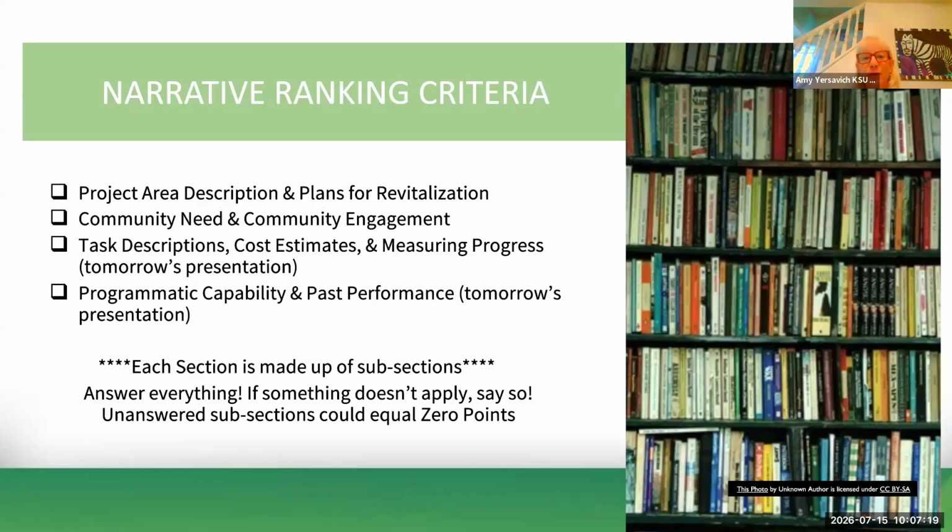A lot of the things in the application may be, if you have it, you're in, like threshold criteria, but this is really where they're doing the scoring, and you have to have a great grant to get a high score and get a grant. So what I'll be talking about is project area description and plans for revitalization. This is the first section. And Roxanne will follow me up with community need and community engagement. Tomorrow, Roxanne will talk about task descriptions, cost estimates, and measuring progress. And I will talk about programmatic capability and past performance.